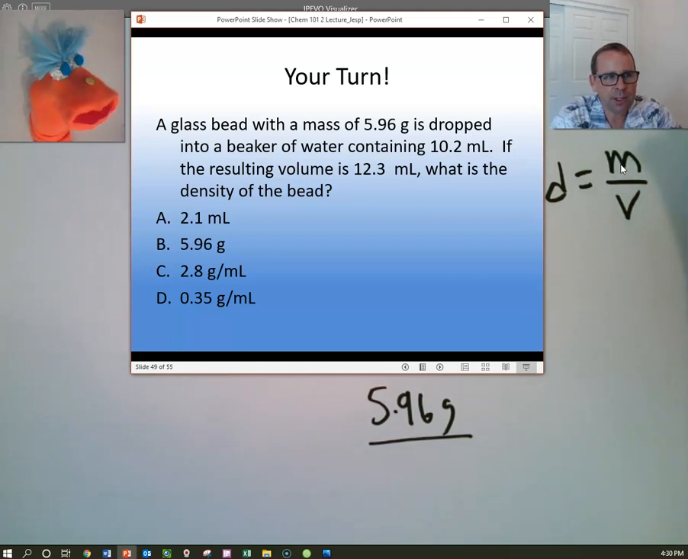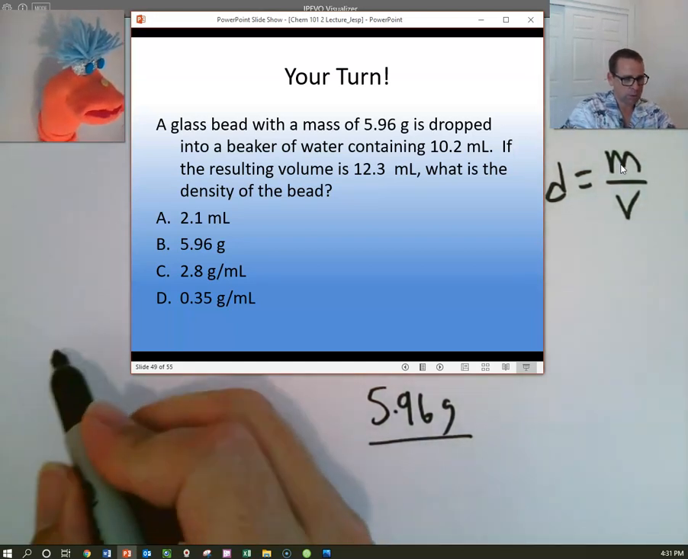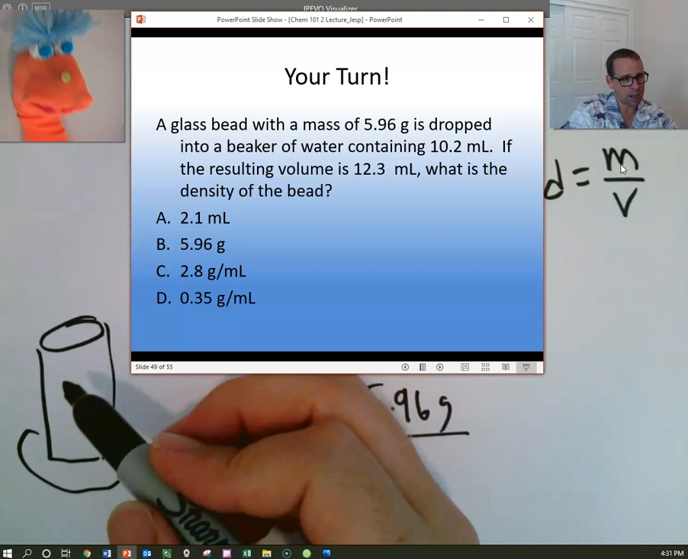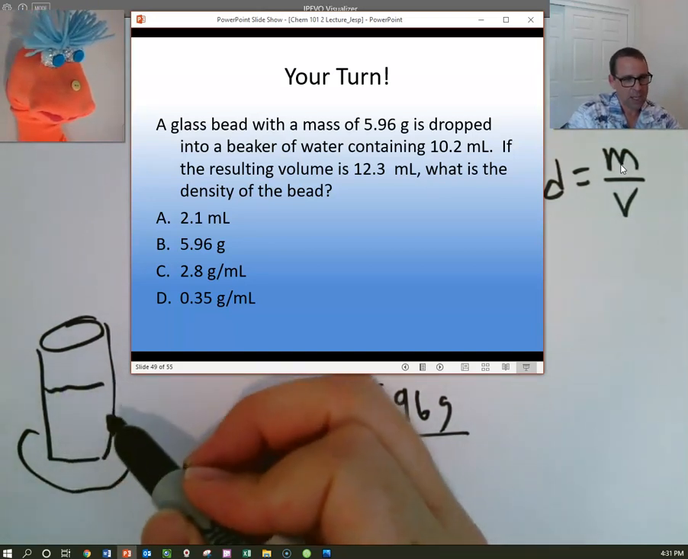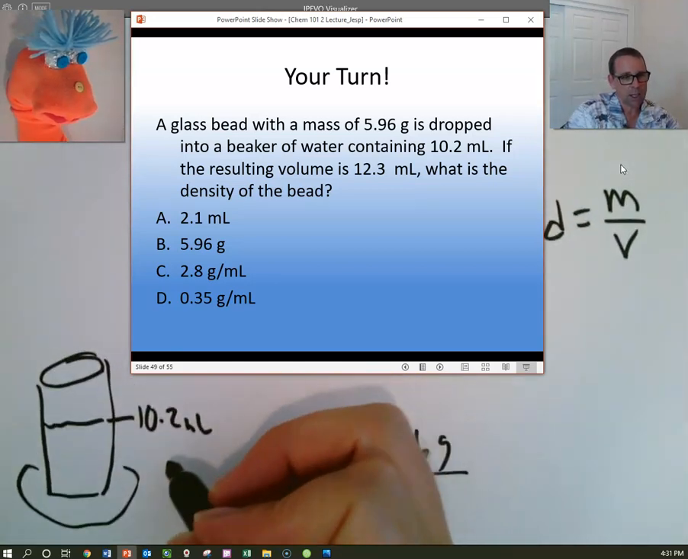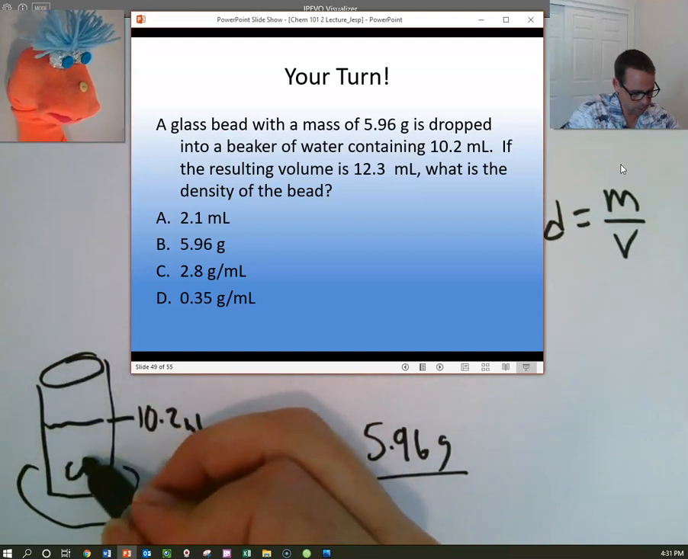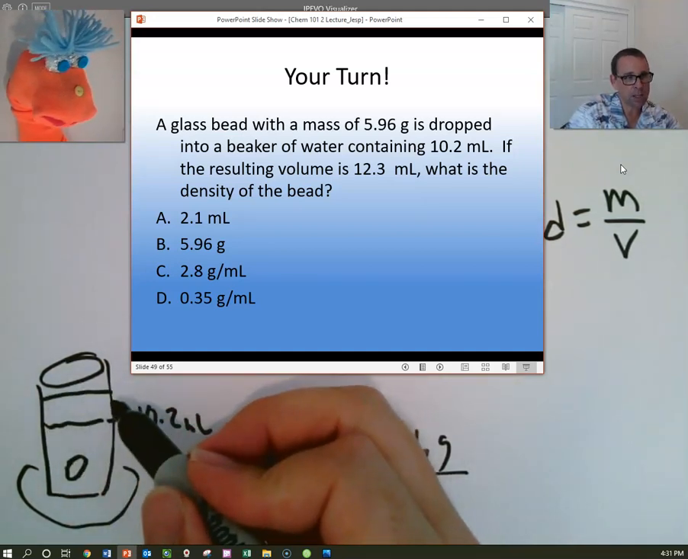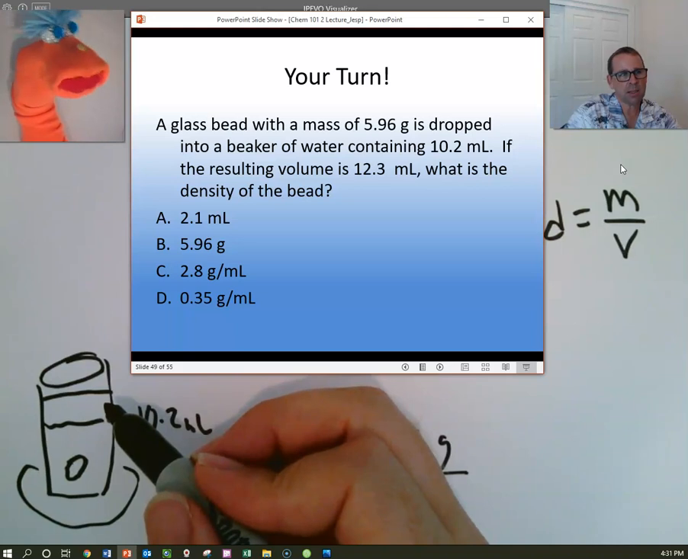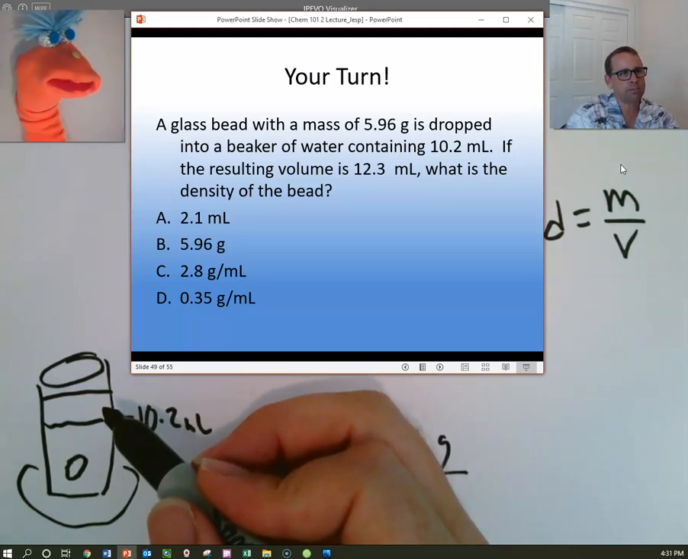I guess if you put it in the container, then the change in the volume of the water will tell you the volume of the bead. Is that right? Is that what we're trying to realize here? That's right. So let's draw a little picture. If I have a container with some water inside, measuring 10.2 milliliters, and I put the bead in the water, the water goes up, right? And why does the water go up? Because the volume of the bead takes up the space of that water, and so the water has to move up. That's right.